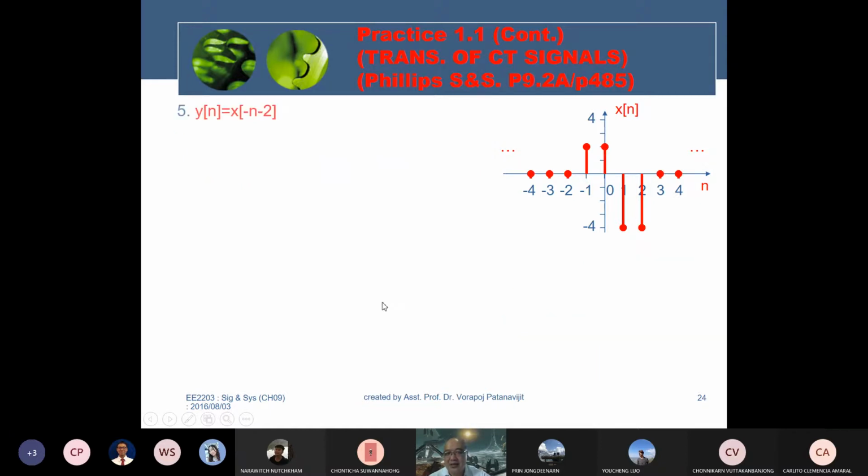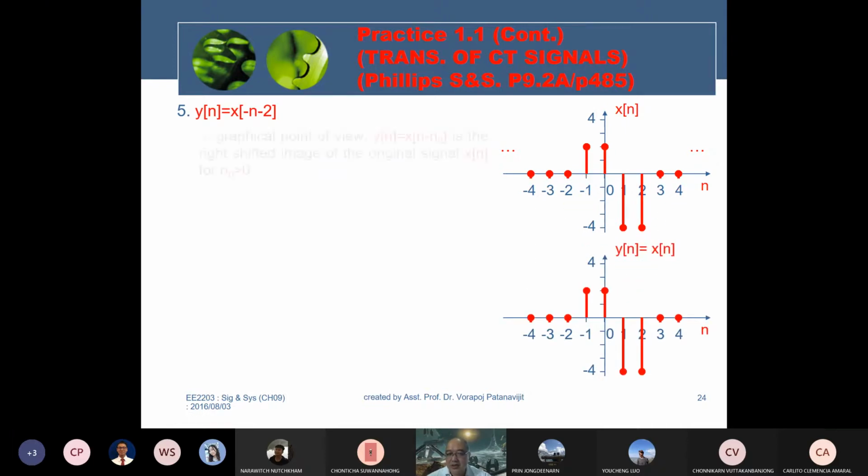Okay, next one. x of minus n minus 2. x of minus n minus 2 means you need to take the time reversal and the time shifting. The minus represents the time reversal and the 2 represents the time shifting. In this case, you must take the time shifting first, and you take the reversal in the final step.